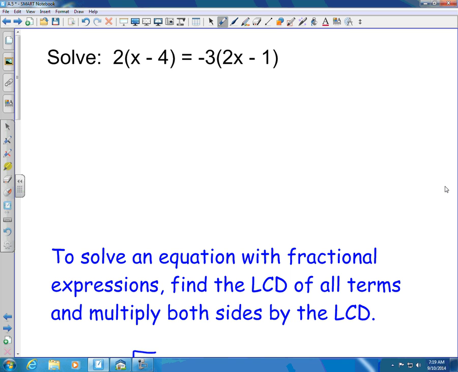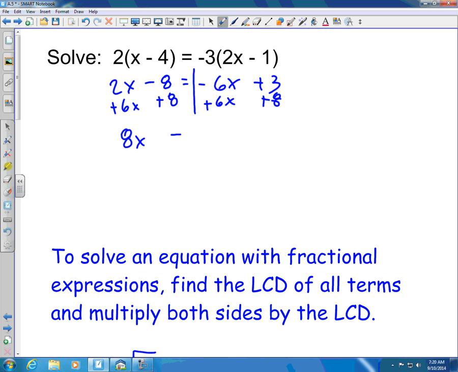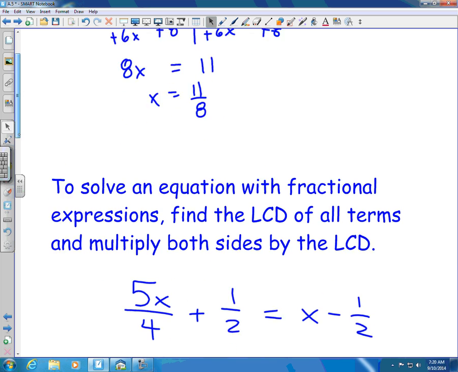If we were going to solve this conditional equation, we would distribute the 2 and distribute the negative 3, and we would then combine like terms. I'll add 6x to both sides. I get 8x here. I'm going to add 8 to both sides also, and I would get 8x equals 11, so x would equal 11/8. And if I did not do that correctly, I'm sure that you will let me know. And of course, you could plug in 11/8 to see if that is correct.